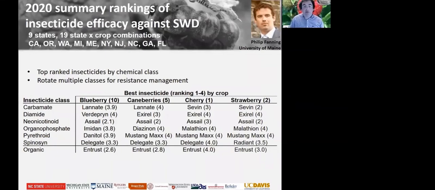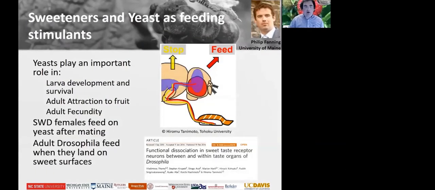You can see here in the bottom, organic options. Again, you're kind of limited to Entrust across all of these crops. All right, I'll move on quickly to the next slide, where we're going to talk a little bit about some of our work on feeding stimulants.